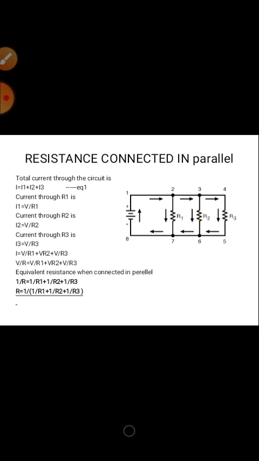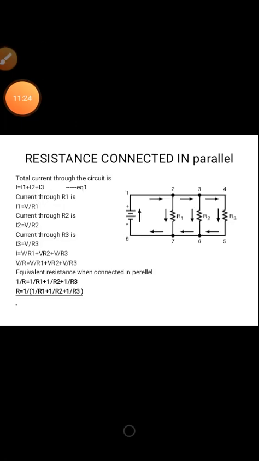The current through R1 is V divided by R1. Current through R2 is V divided by R2, and the current through R3 is V divided by R3. So the total current I is given as V divided by R1 plus V divided by R2 plus V divided by R3. Substitute the value of I according to Ohm's law. It is V divided by R. So the equation becomes V divided by R equal to V divided by R1 plus V divided by R2 plus V divided by R3.